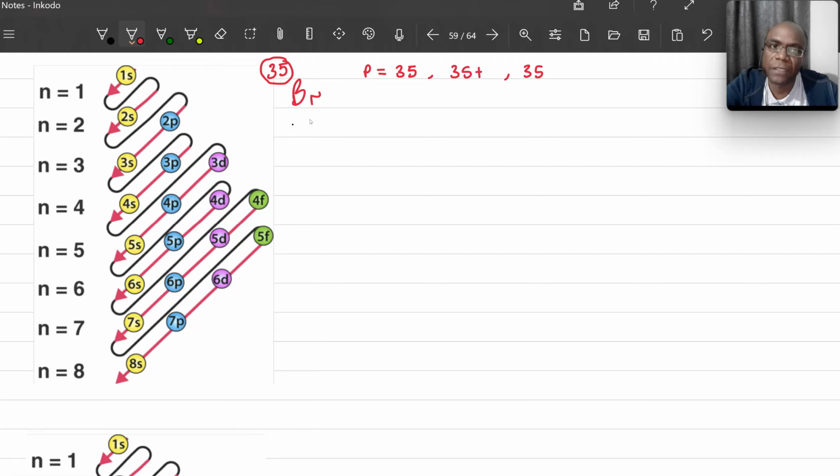We need 35 negatives to neutralize them. So I know that the number of electrons is going to be 35 for this bromine. Now what I've put here is a guide to show you who is filled before who. I'm showing you the shells, or what you call the principal quantum numbers. As you fill them up from the lowest energy, which is the shell closest to the nucleus, you have to fill up the first circle before you go to the second circle, third circle, and so on.